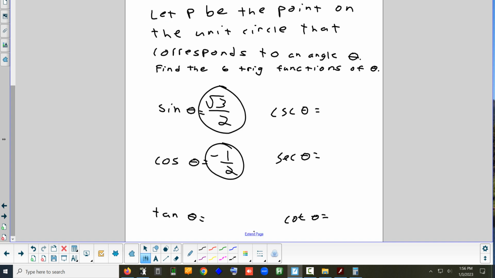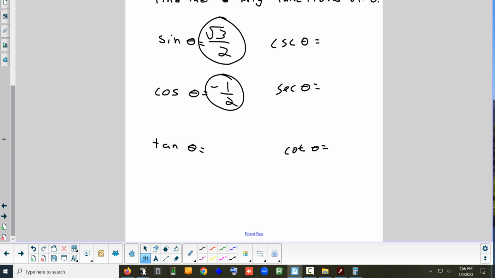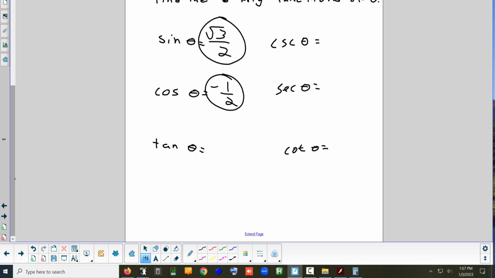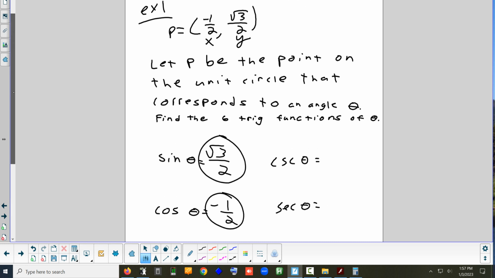Okay, let's look at tangent. Cameron, what's my formula for tangent? Yep, y over x. Y is root 3 over 2. So I'm going to do that off to the side because I'm going to have to simplify it. So there's y. And x is negative 1/2.